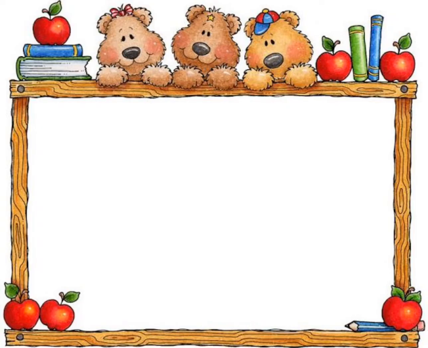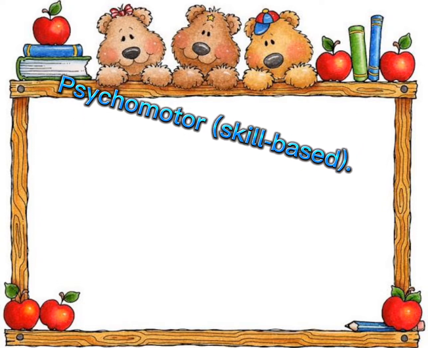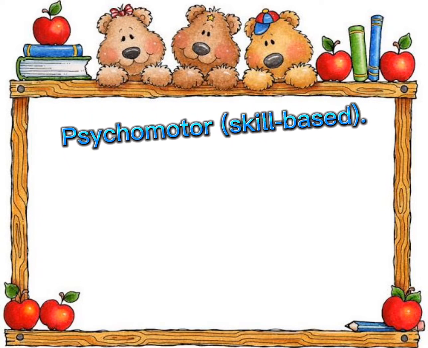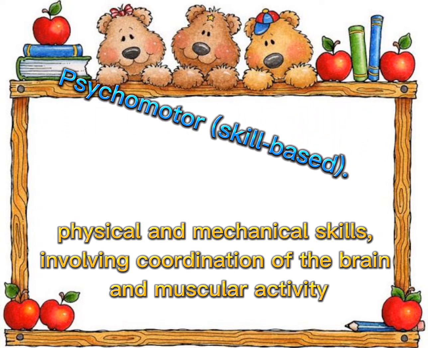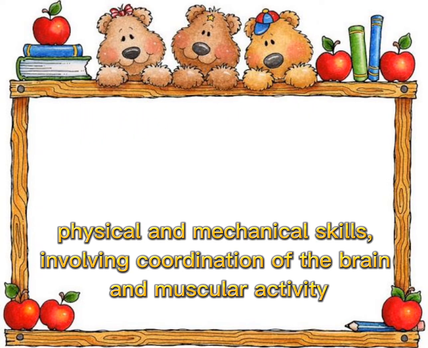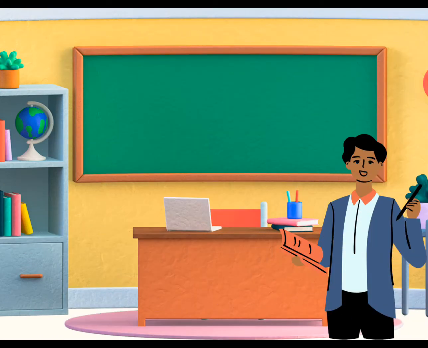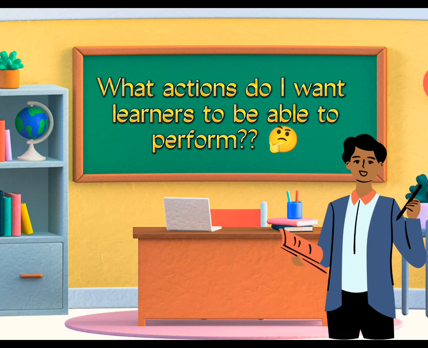So the next domain is the psychomotor or the skill-based. It focuses on physical and mechanical skills involving coordination of the brain and muscular activity. And this domain answers the question, what actions do I want learners to be able to perform?